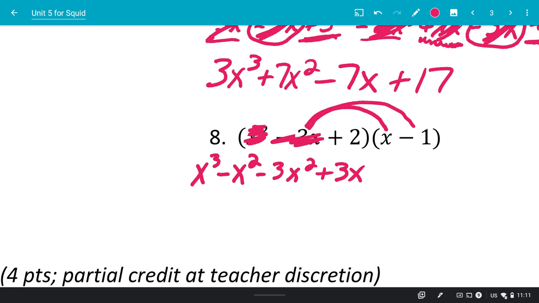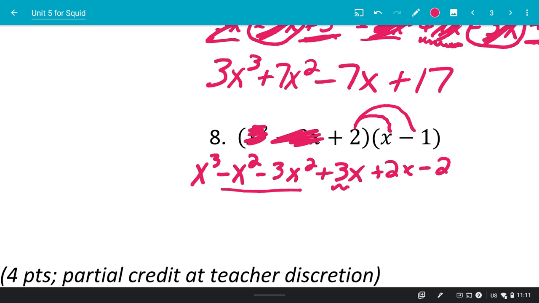So now I've done the middle term. I just have to do the last one. 2 times x is positive 2x, and 2 times a negative 1 is negative 2. Good. But now we can see that I have two x squareds and two x's, so I just have to combine those like terms. X cubed I bring down. Negative 1 and a negative 3 is a negative 4x squared.